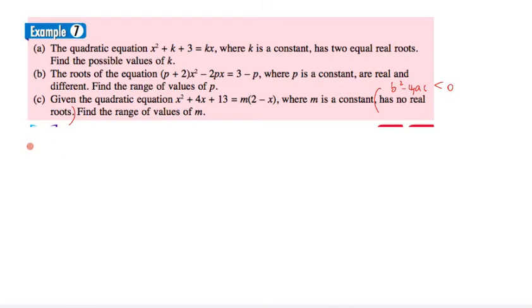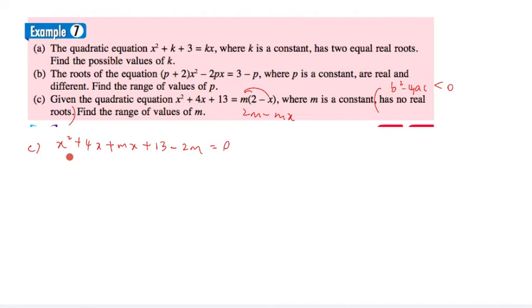Now we also rearrange. You need to know how to rearrange into the general form. x squared plus 4x plus 13, this one goes there. This one will be 2m minus mx. So it goes there and becomes plus mx first, and then the 13 I copy. This one, 2m goes there, minus 2m.